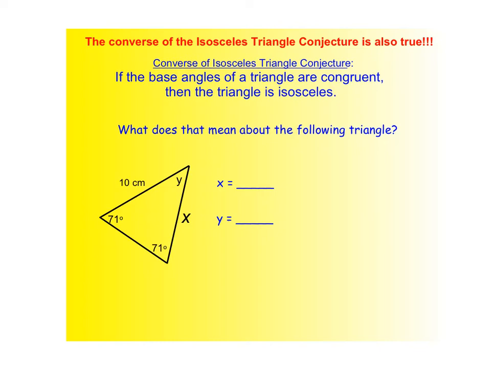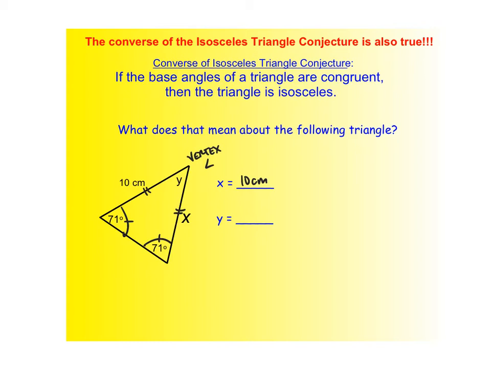So as I look at this example down here, I can see that I've got base angles congruent. What that tells me is this is an isosceles triangle. Therefore, these sides right here are the legs, and y is the vertex angle. So now I can work with what I know, and I can say that x is a leg, which should be equal to the other leg, which is 10 centimeters.